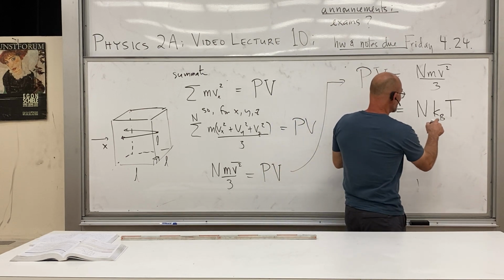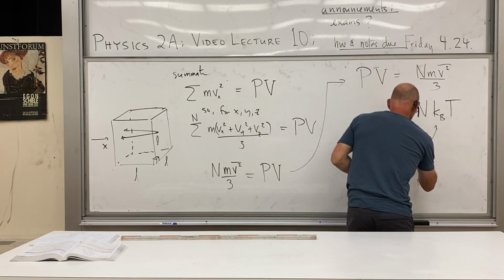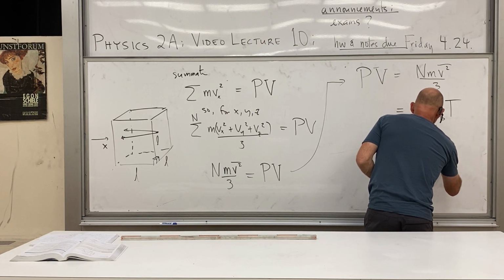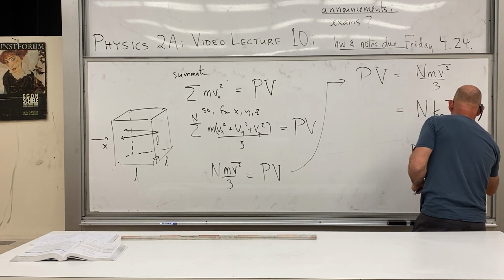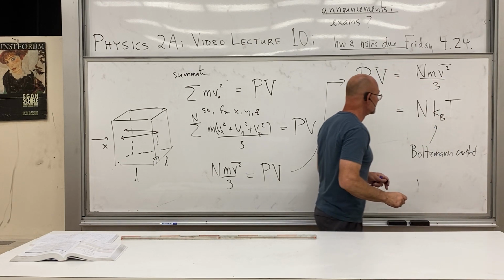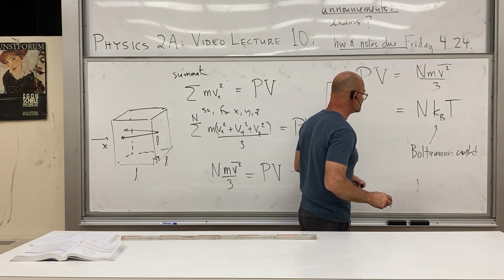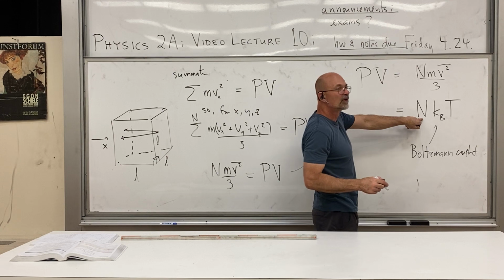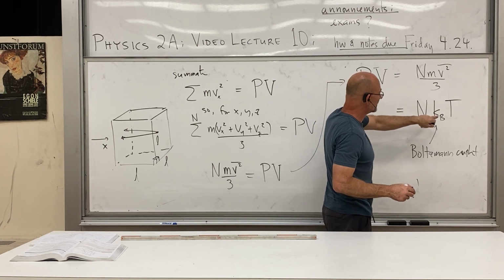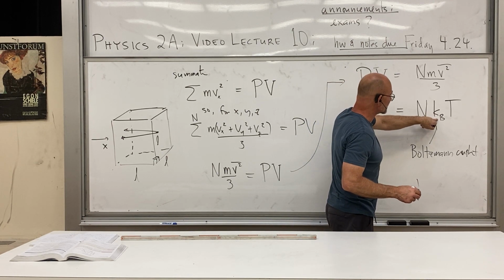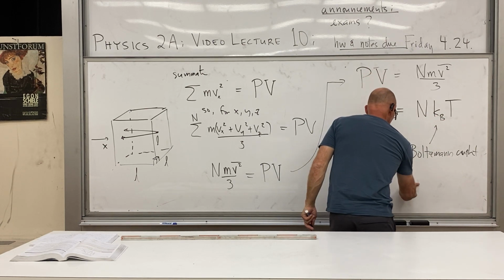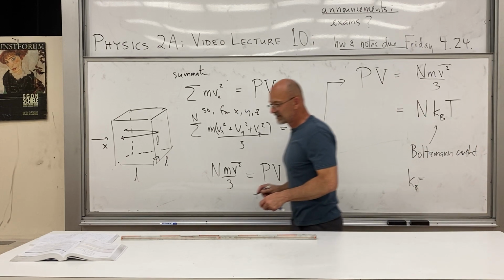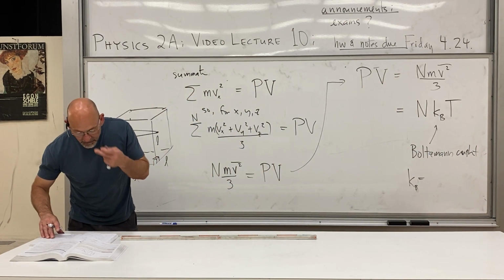What we're claiming is that this Boltzmann constant times T, what we're saying is the pressure times volume is proportional to the number of individual particles times this universal constant times T. So you look up the Boltzmann constant in your book, and what do we find for the Boltzmann constant here?